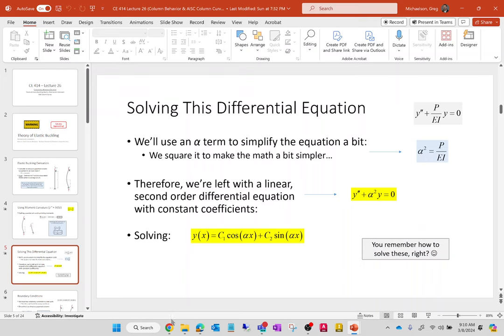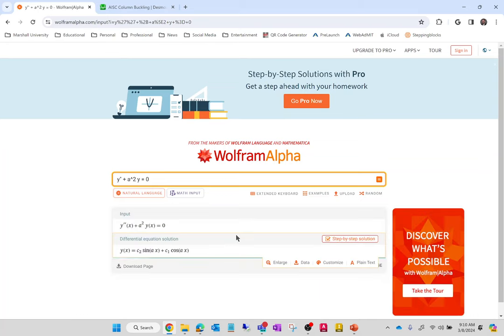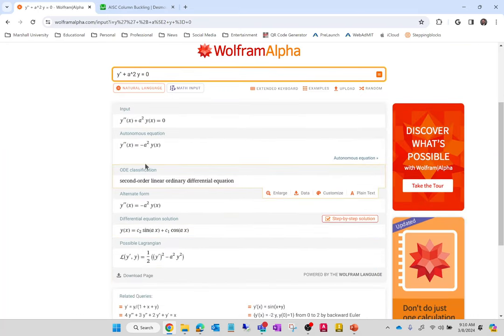And I know that engineering students, what you like to do is you go here and say, okay, y double prime plus alpha squared y equals zero. And by golly gosh, there's your solution right there: C1 times the cosine plus C2 times the sine, right?